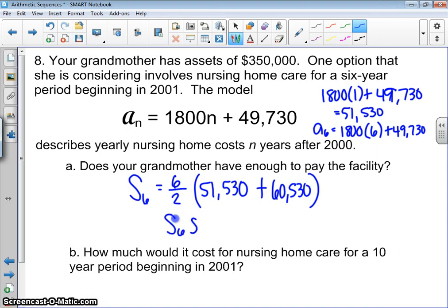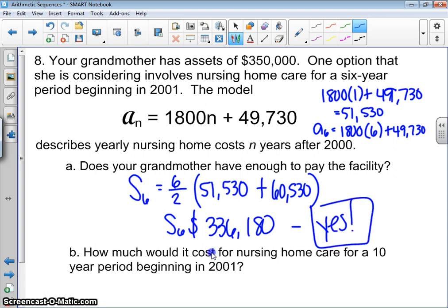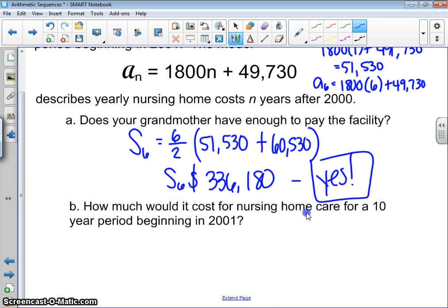So the sum of 6 years would be 336,180. So yes, she has enough to pay the facility. She wouldn't have a lot left over, but she does have enough to pay for those 6 years. So how much would it cost for nursing home care in a 10-year period? I'm going to do the same thing. I'm going to find S10.